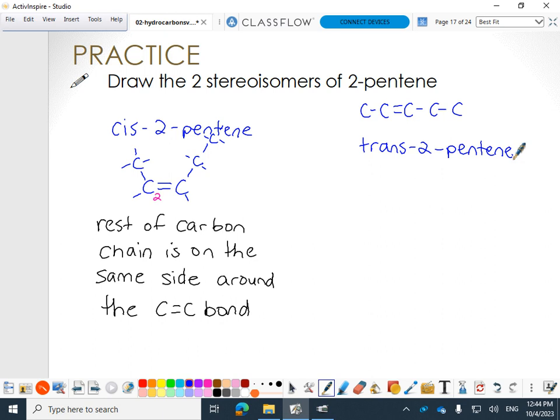Okay, and then for trans, I'm going to do the same thing. Draw the double bond, say where it is. I'm going to call this carbon number 2, but then you have to be a little bit more careful. So if I draw carbon number 1 on the top left, that means on the number 3, I have to go down because I want them to be opposite. If you drew this, then your opposite would be this side. That doesn't matter, okay? 1, 2, 3, 4, 5.